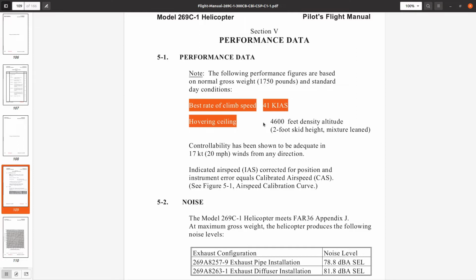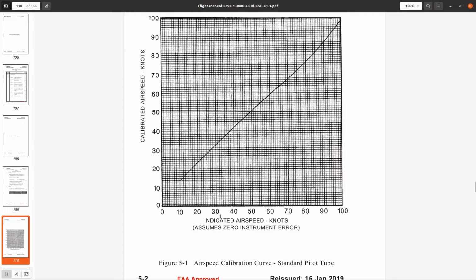They're going to have you climb out normally at a higher speed because there's a better margin of safety if you were to have an engine failure on the climb out. All aircraft will have a chart like this that tells you calibrated airspeed versus what's indicated. You know, there's always going to be some differences because of installation errors, where's the pitot tube, etc.